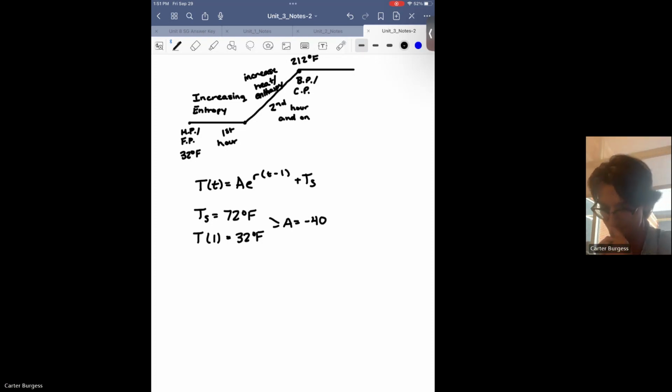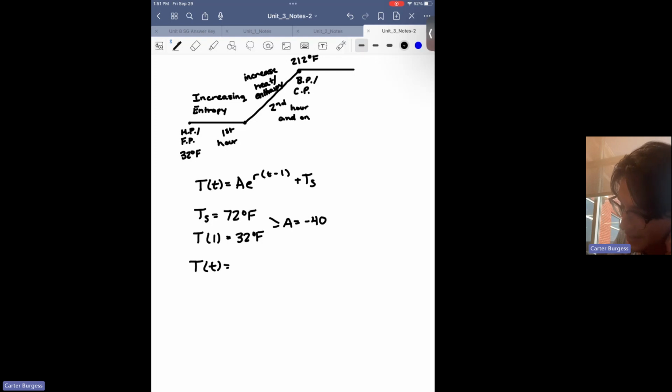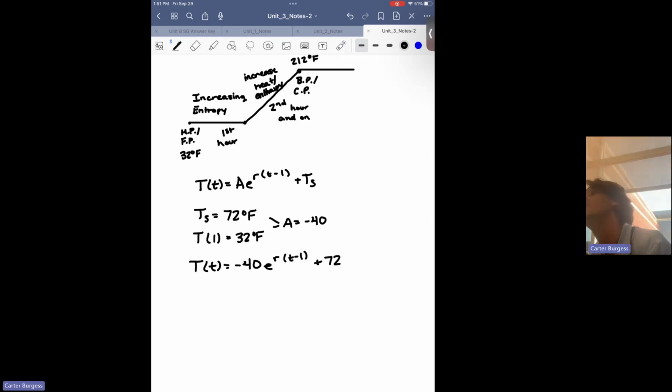All right. So we can go ahead and start filling out what our formula is going to look like here. T of t is going to be, we said A was negative 40, e to the r times t minus 1. Again, just minus 1 because whatever I plug in, I want to account for that hour that I spent spinning my wheels, and as far as enthalpy is concerned, doing nothing, and then plus 72. So what am I missing here for my formula? What am I going to start off needing to find? I'm going to start off needing to find this value of r here.